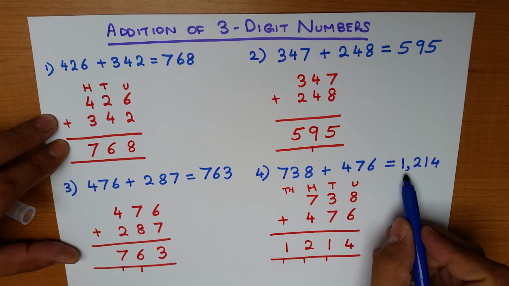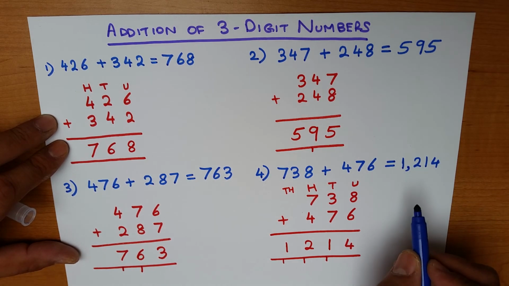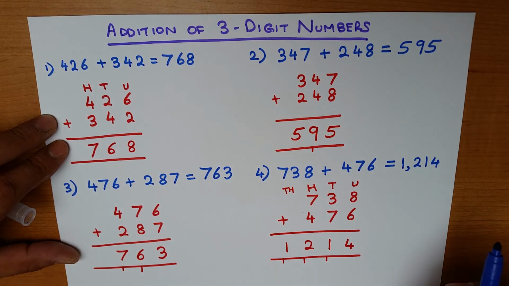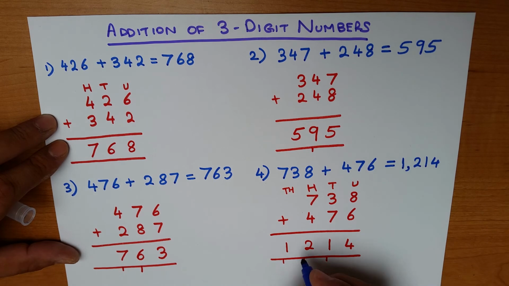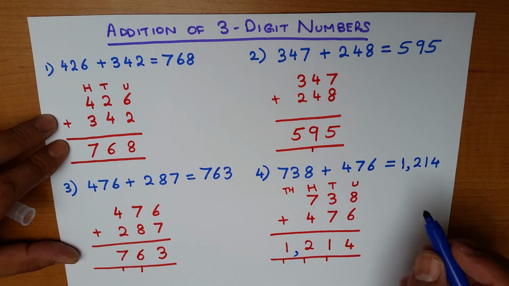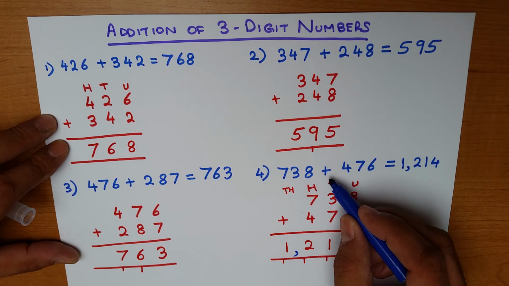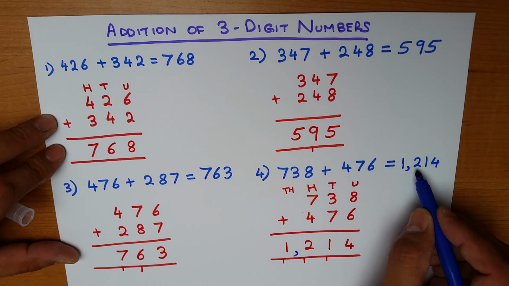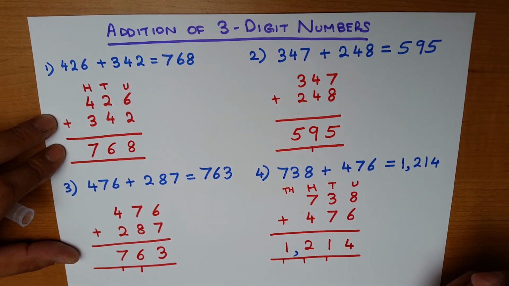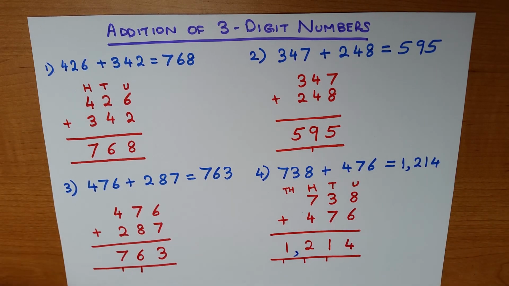I always like to write a comma between the thousands and the hundreds because it makes it easier to read. You don't have to, but it is good practice to do this. In fact, you can even put a comma over here. It makes it nice and neat. 738 plus 476 is 1,214.